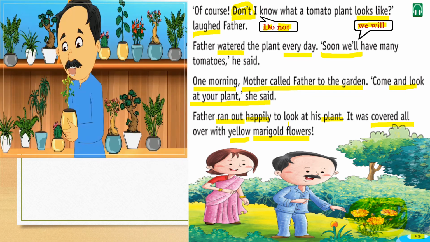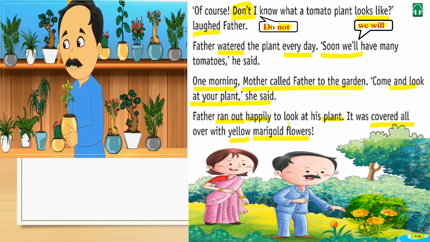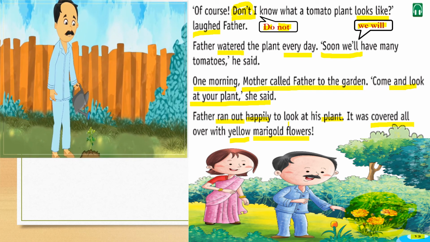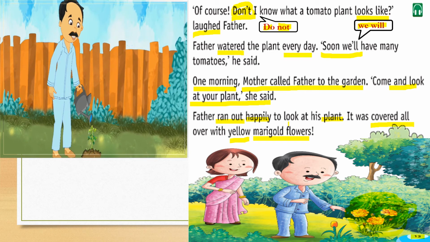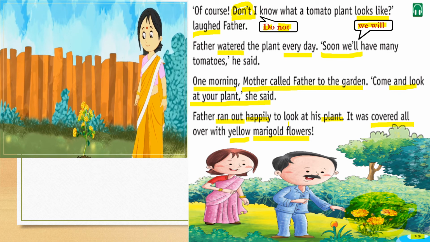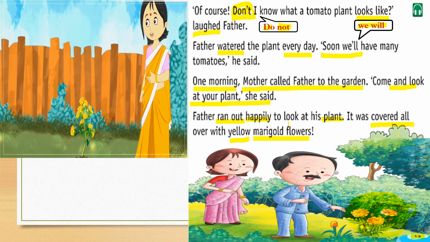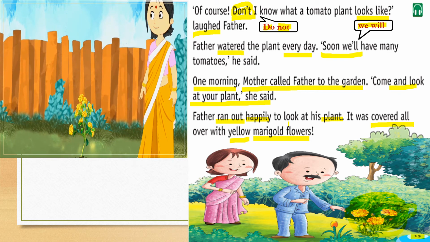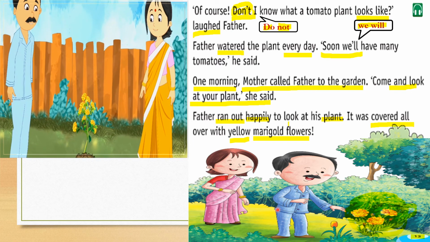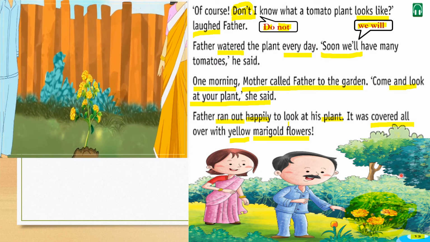So, see children, due to the wrong choice of the father, he selected the marigold plant instead of a tomato plant. So, the lesson we learnt is that we should not be overconfident in any situation. We must always try to consult others when there is any confusion.